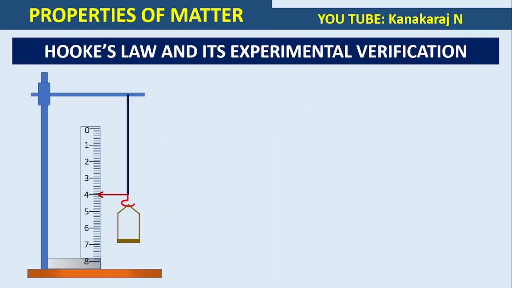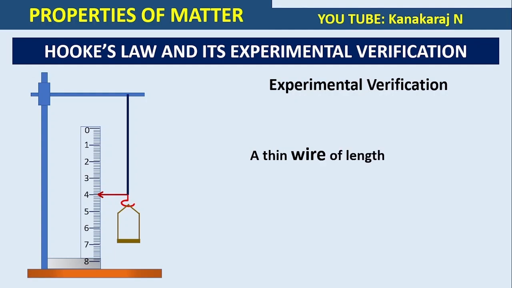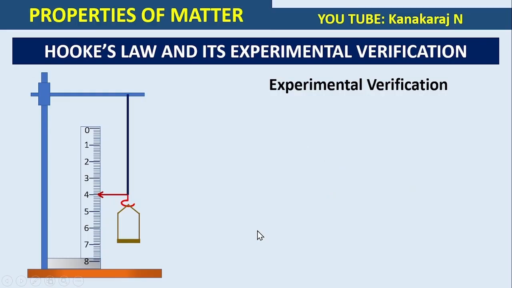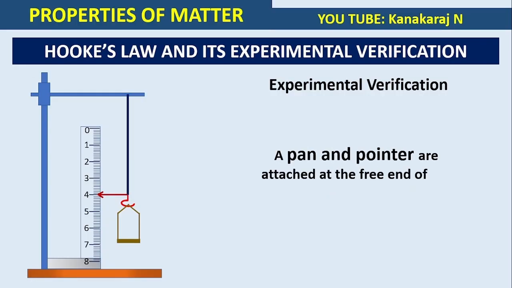Here you have the experimental apparatus. Experimental verification: a thin wire of length L and cross-sectional area A is suspended from a fixed point. Here you have this wire which has a length L and area of cross-section A. After loading the pan, the pointer stands at 4. A pan and a pointer are attached to the free end of the wire.